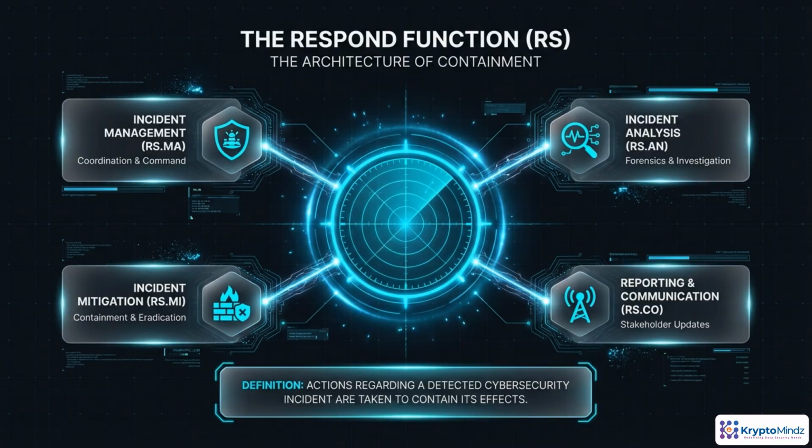The respond function activates once a cybersecurity incident is confirmed. Think of it as the architecture of containment. Incident management provides overall coordination and command, so everyone knows who's in charge and what the plan is. In parallel, incident analysis handles forensics and investigation to understand scope, impact, and root cause. Incident mitigation focuses on technical containment and eradication. And reporting and communication keep internal and external stakeholders informed with accurate, timely updates.